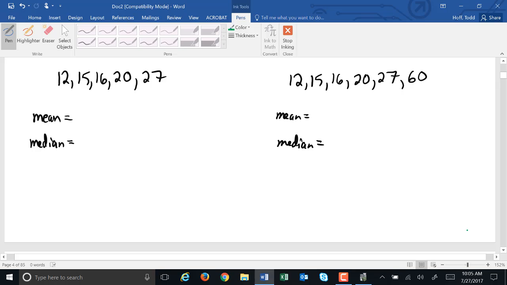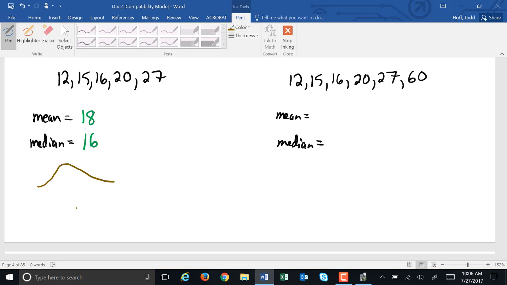So for the first one here, the mean is 18 and the median is 16. So that's telling us, by the way, that this data set is already slightly skewed. If the mean is bigger than the median, it's slightly skewed to the right. Yes. Oh, yeah, sorry. I thought you had your hand up. So it is already slightly skewed.